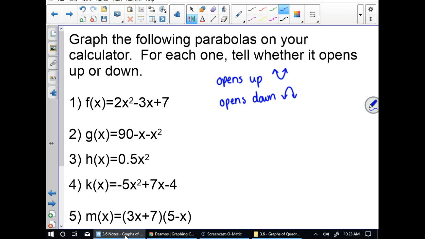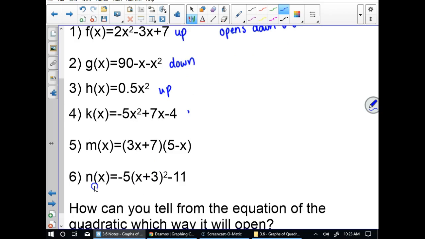Number 1, is that up or down? Up. What about 2? 3? 4? What did you guys get for 4? Down? I think it should be down. Yeah, make sure you typed in the negative with 5 right there. 5, you guys get up or down? Down. And 6, down.